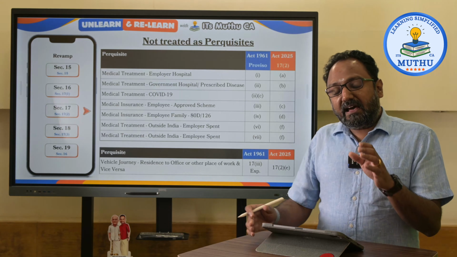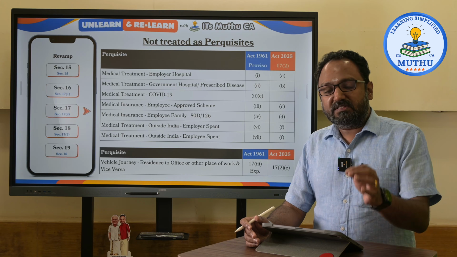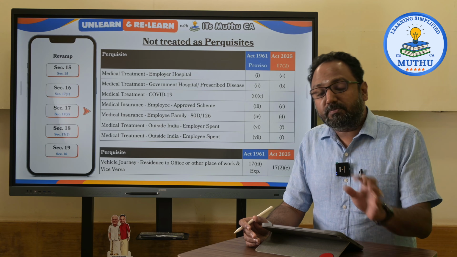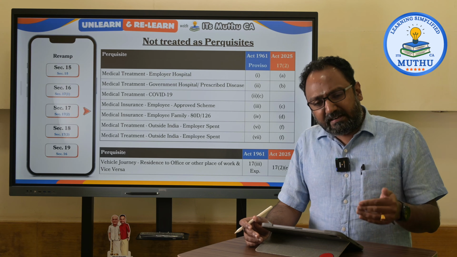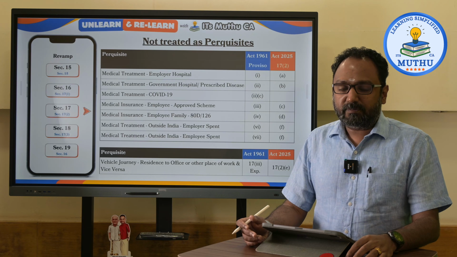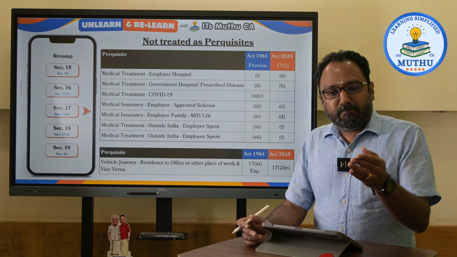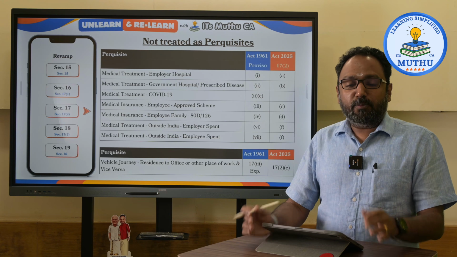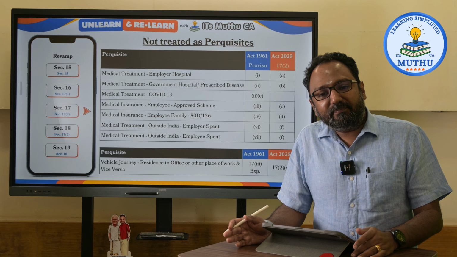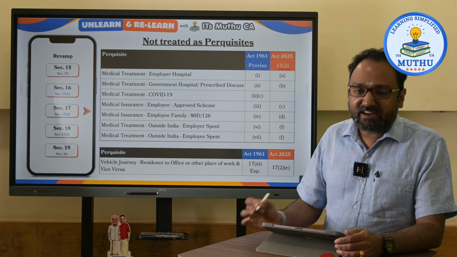Next, there are some of the items which are not treated as perquisites in accordance with section 17(2), first proviso. The proviso to 17(2) says these are all the items that are not treated as perquisites. We already said the word proviso is no more there. The word explanation is no more there. So proviso now becomes what? Subsection. So proviso has now become 17(2).